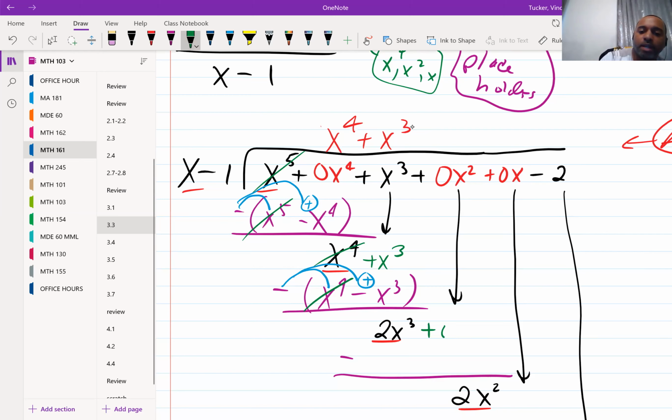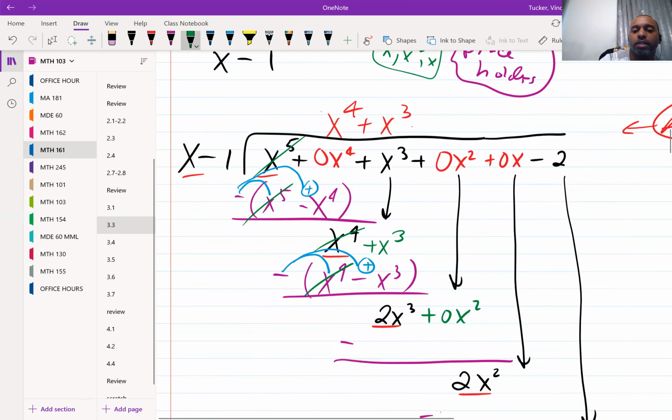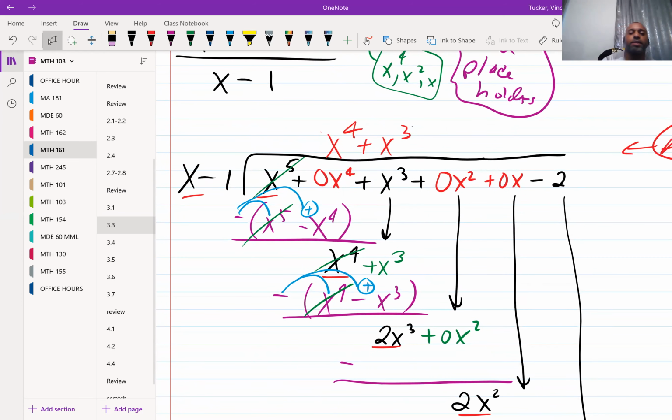All right, so then bring down 0x squared. Yeah, I got another one. Try to see something real quick, guys. Okay, sorry about that.